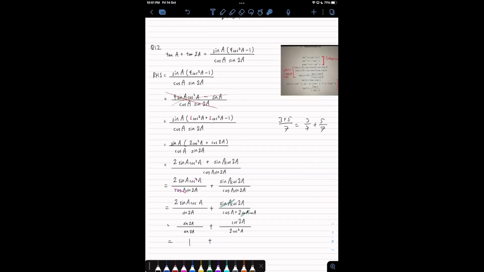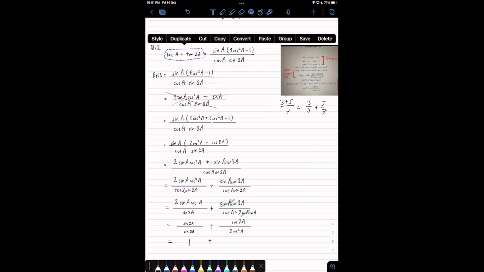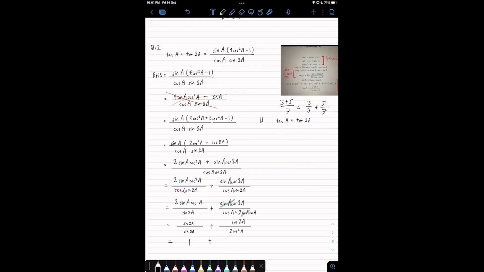So what should you do when you're stuck? Left-hand side. Left-hand side, very good. Okay, let's start with the left-hand side now. Let's work with the left-hand side. So let's just break everything down into sines and cosines instead of using the double angle identity on the tangent, which will be very painful because there's a fraction. Let's just break it down into sines and cosines. So what we have is sine a over cosine a plus sine 2a over cosine 2a.